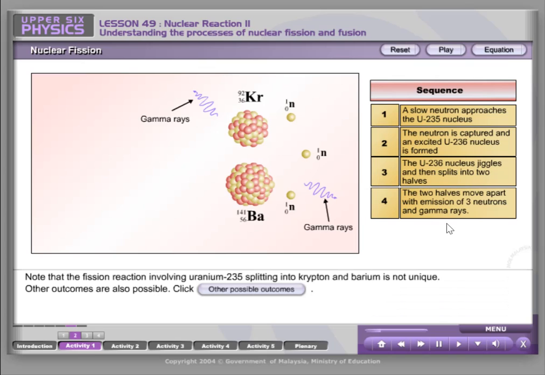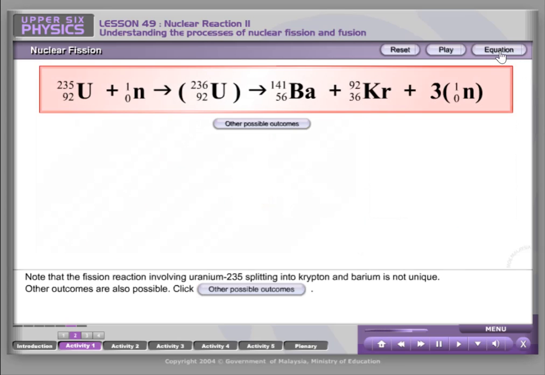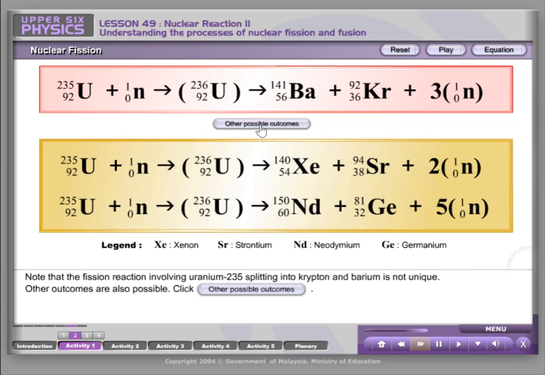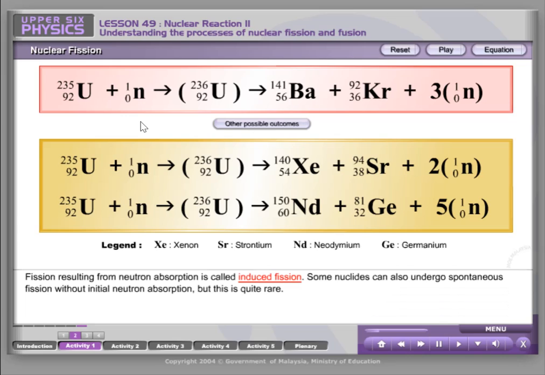Note that the fission reaction involving uranium-235 splitting into krypton and barium is not unique. Other outcomes are also possible. Click the Other Possible Outcomes button. Fission resulting from neutron absorption is called induced fission. Some nuclides can also undergo spontaneous fission without initial neutron absorption, but this is quite rare.